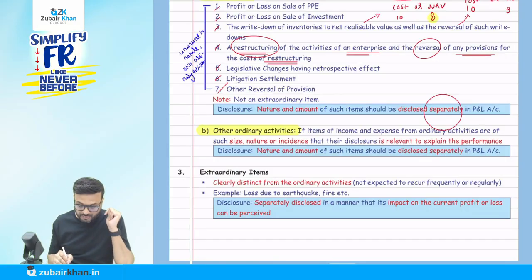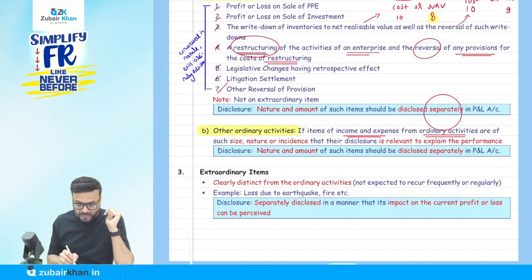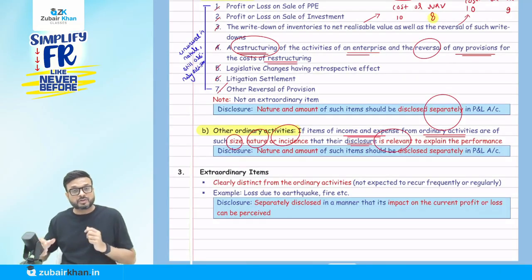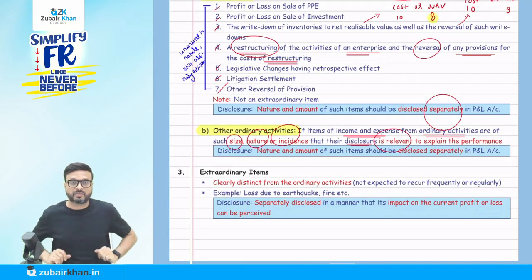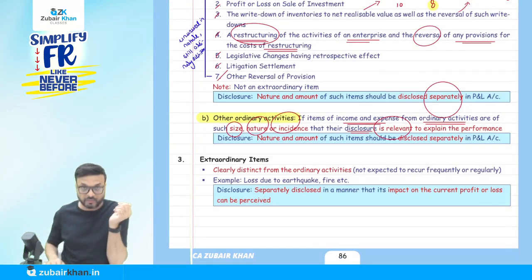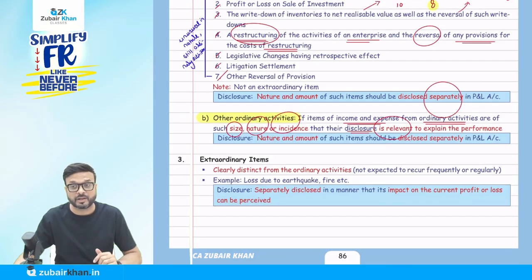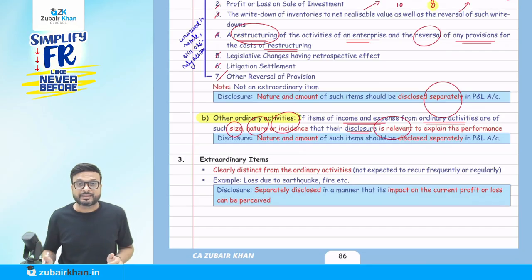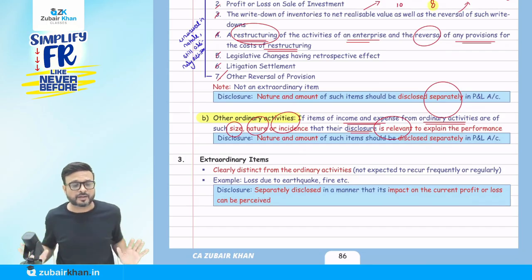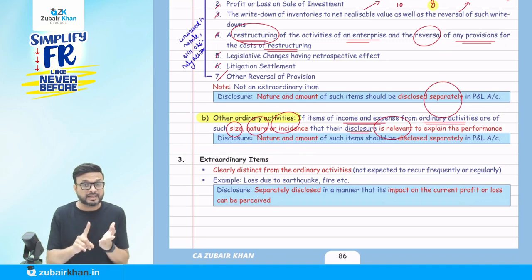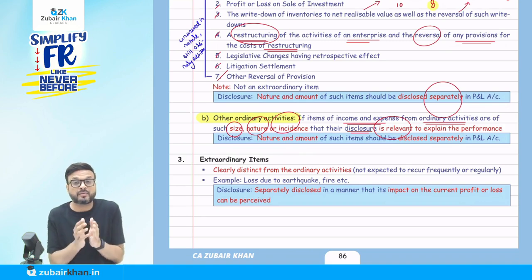Other than these 7, they say if the items of income and expenses from ordinary activity are of such size, nature or incidence that their disclosure is relevant to explain the performance. So these 7 are special nature ordinary activity. We don't have an option but to disclose them separately, only for those 7 items. But what happened in point B? It says if items of income and expense from the ordinary activity, I'm not talking about these 7, other than these 7, like salary, purchase, sales, all these are ordinary activity, office expense, if of such size, nature or incidence that their disclosure is relevant to explain the performance.